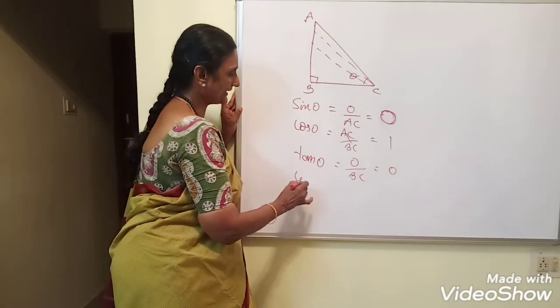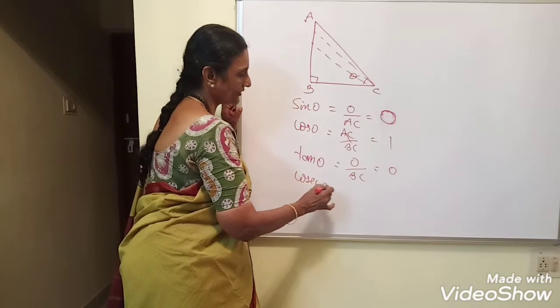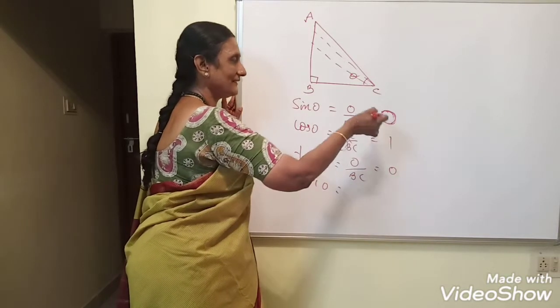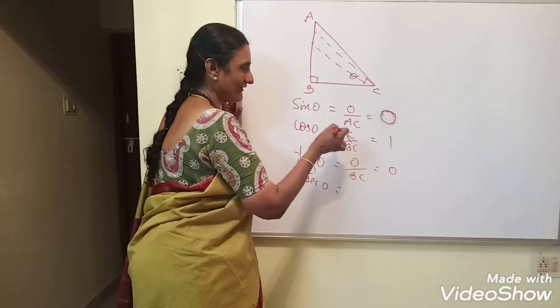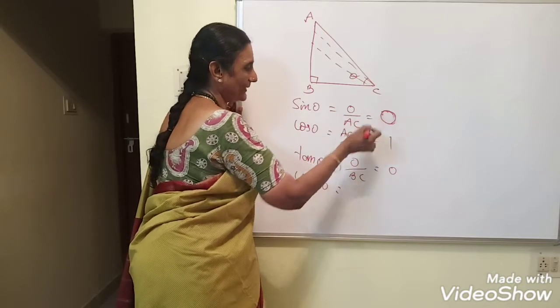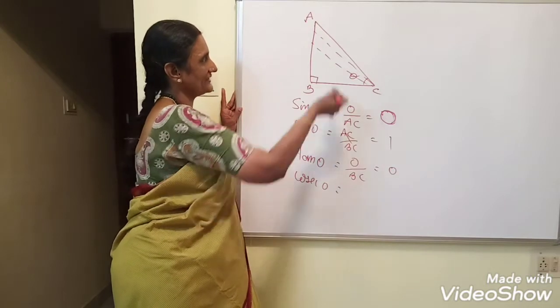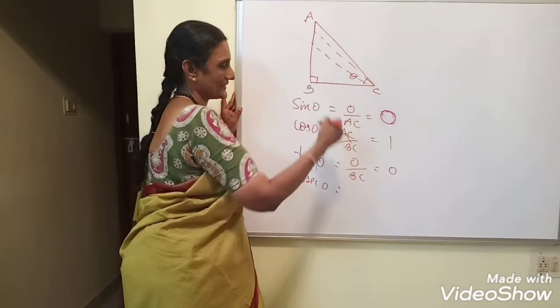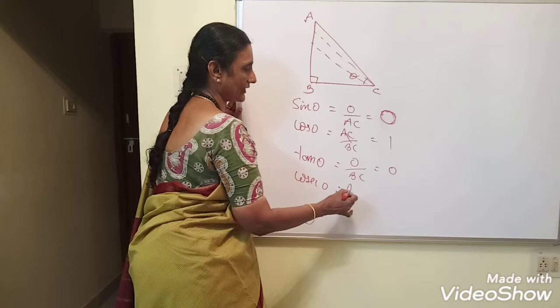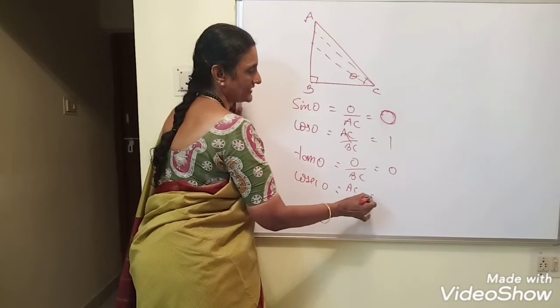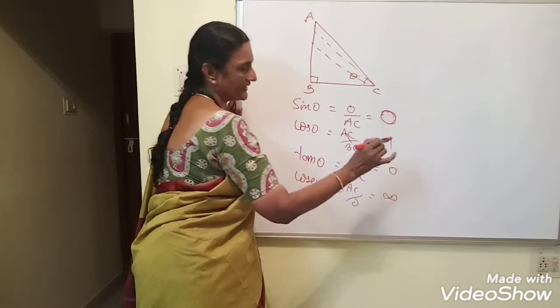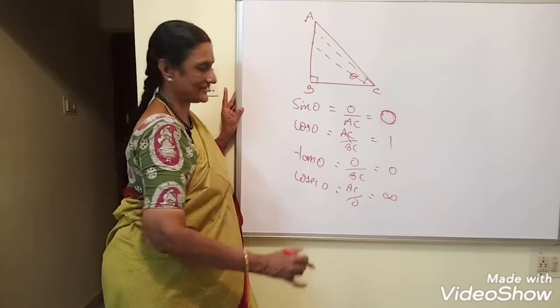What about cosecant 0? Cosecant 0 is the reciprocal of sine value. So sine value being 0, that is 1 by 0. Or if you go by the definition, it is hypotenuse divided by the opposite side. So in which case we got AC by 0, which is not defined. So let me use the symbol infinity there.